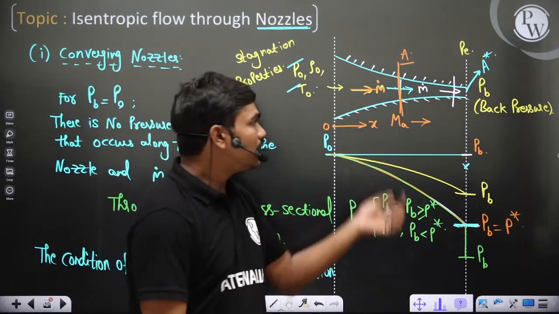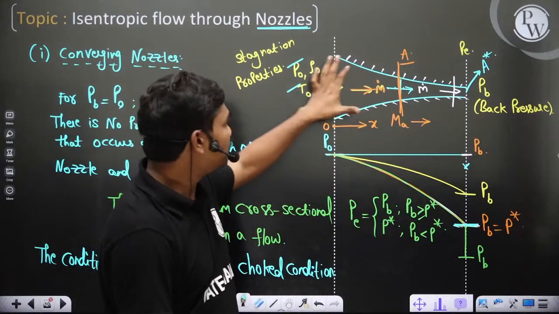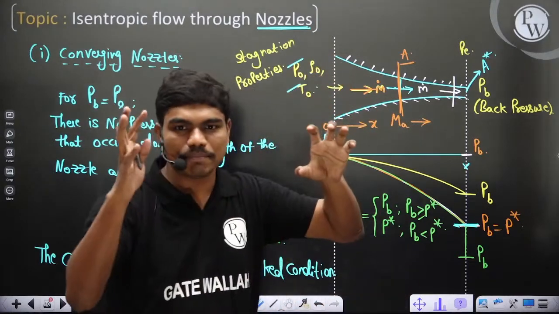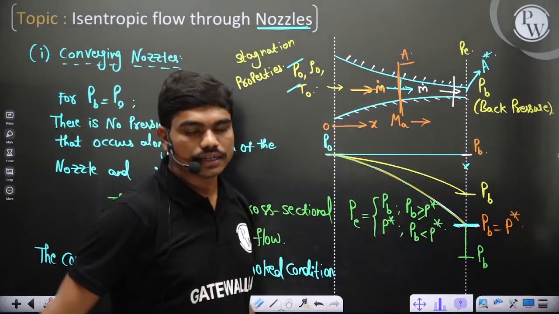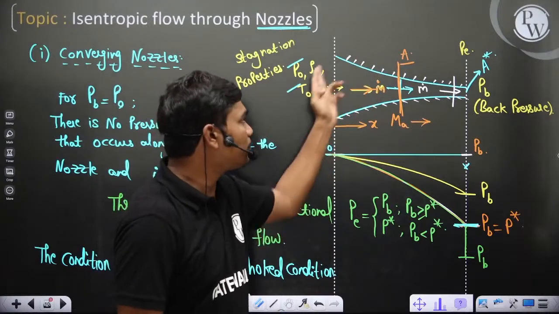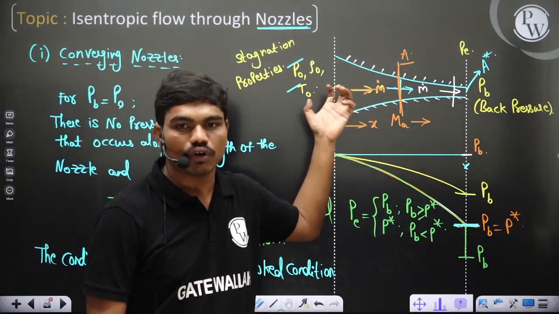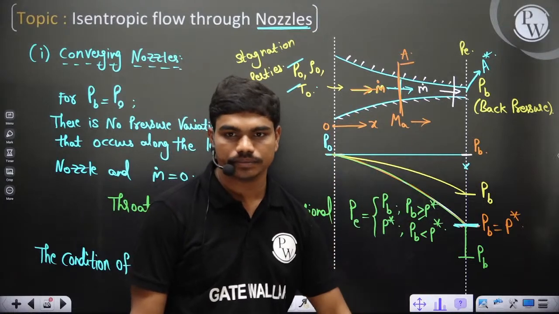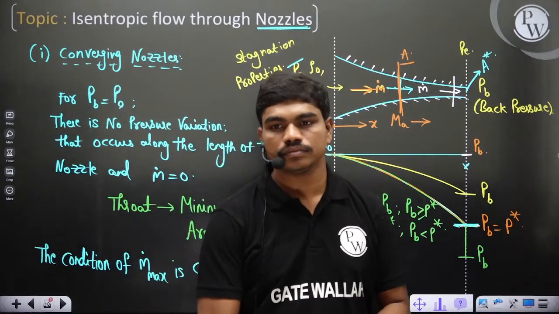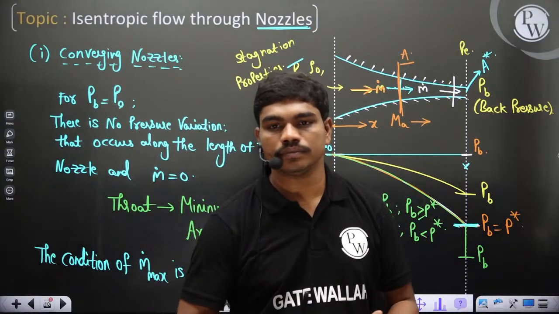Because if m dot is maximum, that means at every point the nozzle is fully packed with mass and the gas is moving. So we see there is no provision in this nozzle which is empty, it's completely full with mass, so we call that the choked condition. That's it. Is this clear to all of you?